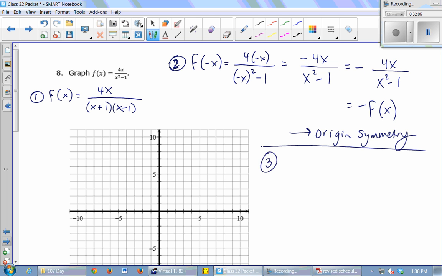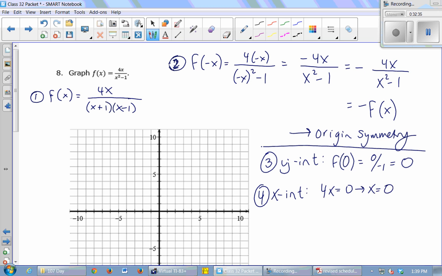All right, step 3 was y-intercept. So I just plug in a 0 here. 0 over negative 1, which is not undefined. It is 0. You only get undefined when your denominator is 0. Okay, so step 4, x-intercepts. You get those when the numerator is 0. So when x is 0.